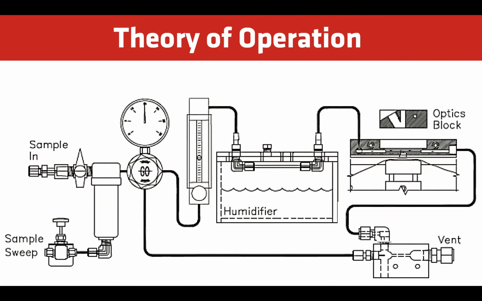Here's a process flow diagram showing how tape systems work. The configuration includes a sample inlet and sample sweep. Then there is pressure and flow regulation followed by DI water humidifier. The optic block performs the measurement and then the gas goes out the vent.